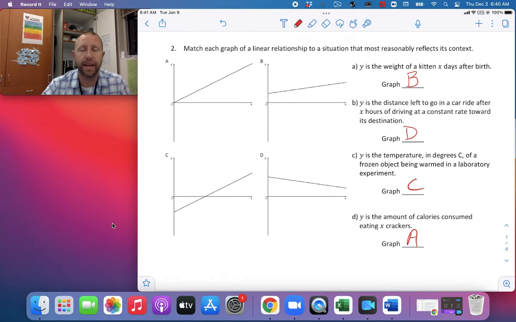Now on the retake, for these, you had to create your own stories. What I was looking for is that you had something in your story that represented where the graph was beginning, so the y-intercept, the beginning point. But then also, were you showing that it was going up at a constant rate if we had these ones that were the positive slope, or for the instance of graph D here, were you showing that it had a negative constant rate, so that something was going down?